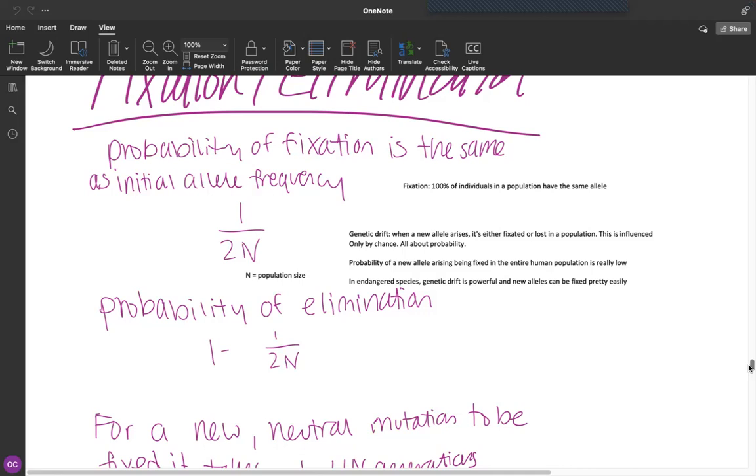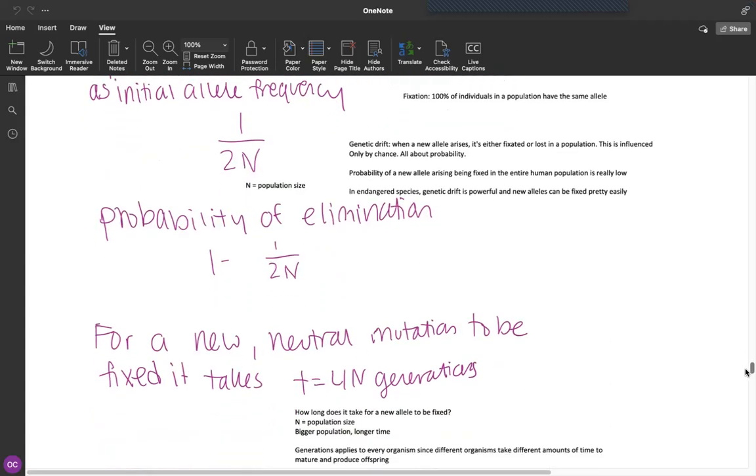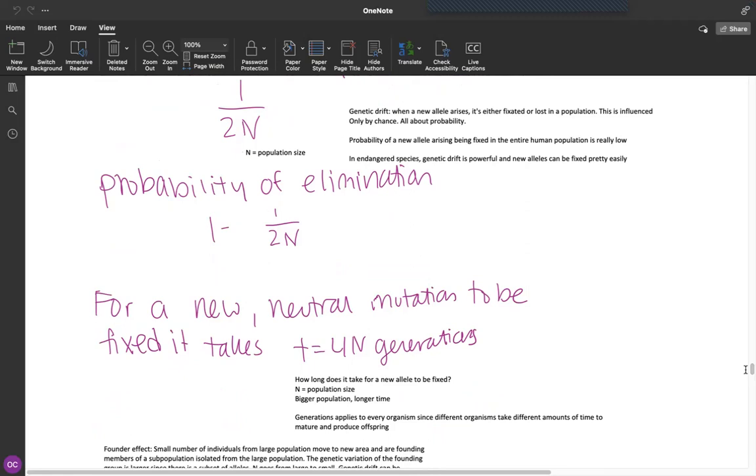Another definition is genetic drift. So when a new allele arises, it's either fixated or lost in a population, which is influenced purely by chance. It's all about probability. So in contrast to a human population example, you could imagine that in endangered or critically endangered species, who are in a very small population, genetic drift is very powerful, and the new alleles can be fixed pretty easily, which can be detrimental because there's less flexibility for the phenotypes. Since the population is so small, you might have closely related individuals breeding with each other, so their genetic variation is reduced.